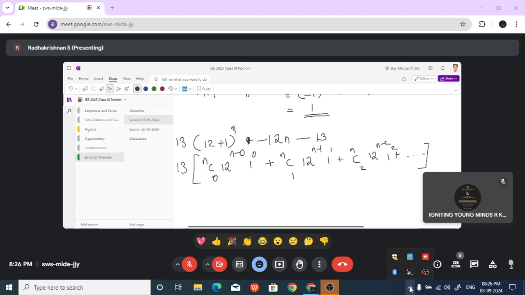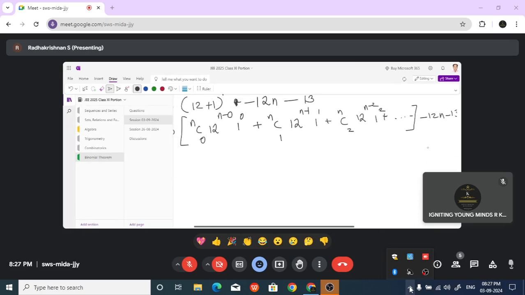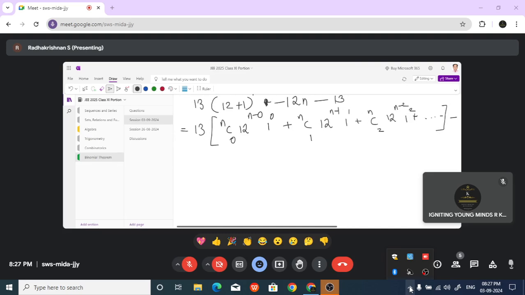So what is left is minus 12n and minus 13. Okay. That is 13 into... this is 1, this is also 1, and this is 1. So this is 12 power n. That is what will remain.